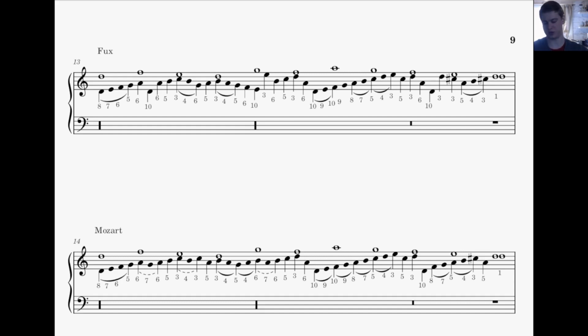We look at the same measures 2 and 3 in Mozart's example. Mozart replaces Fuchs's embellishing tone with a dissonant lower neighbor tone, G. Since Fuchs did not use the dissonant neighboring tone at all, this was not an option for him.